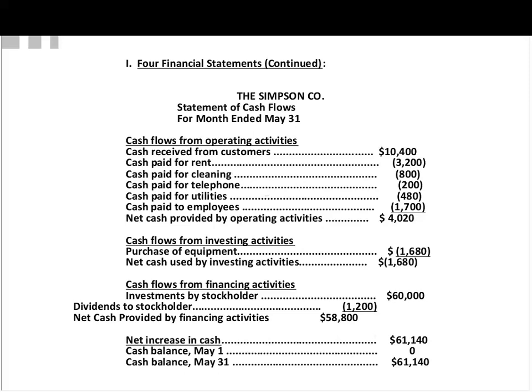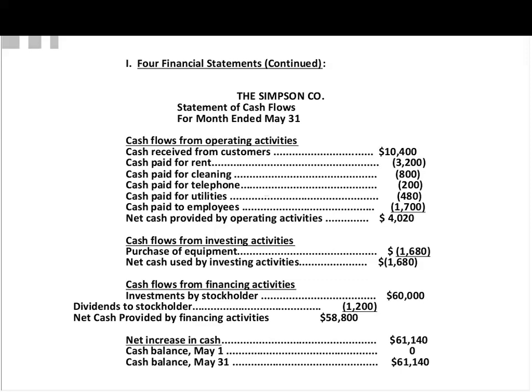The third category, cash flow from financing, would be the sources and uses of cash from the debt and equity of the business. Now let's look at the top one, the first one, operating. Cash received from customers, $10,400, source of cash. Cash paid out, rent, telephone, utilities, so forth, use of cash, pretty straightforward. Under the second category, investing, they purchased equipment for $1,680.